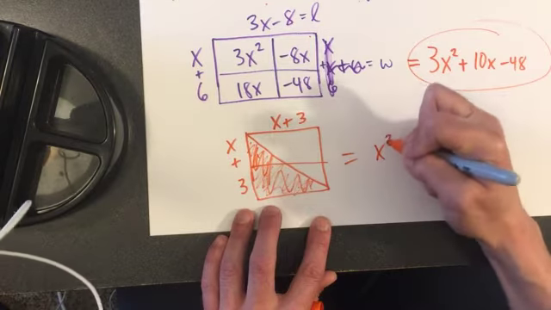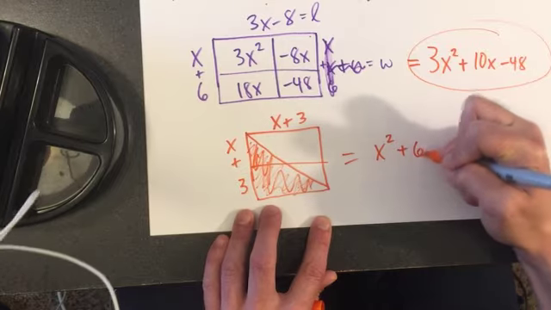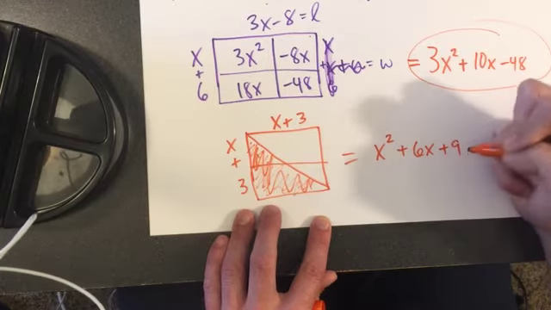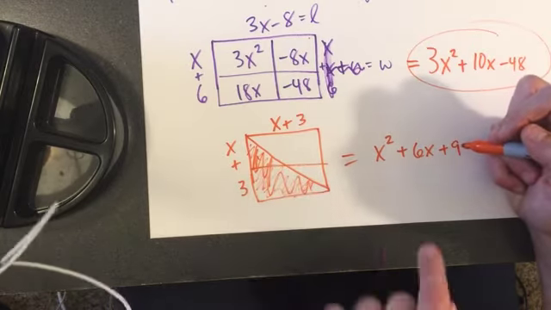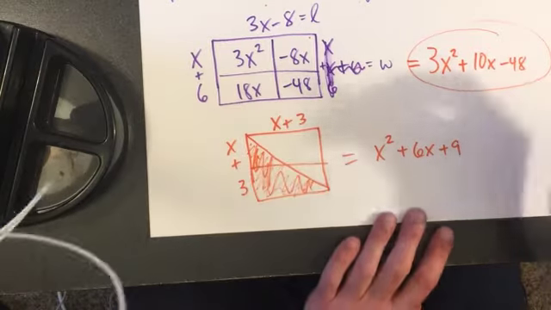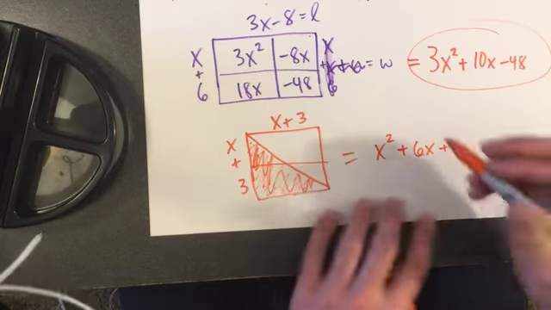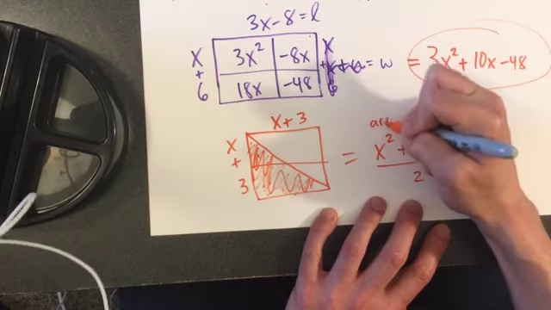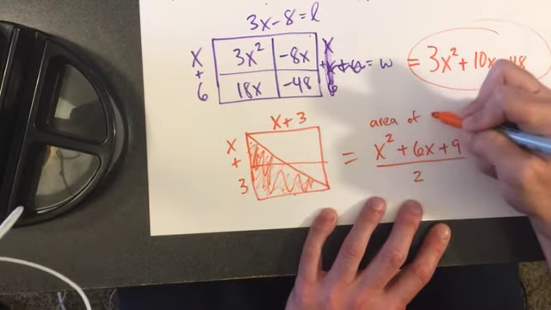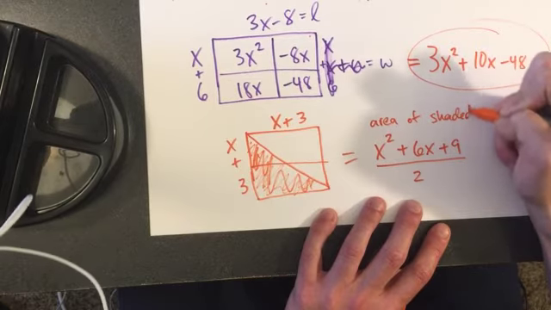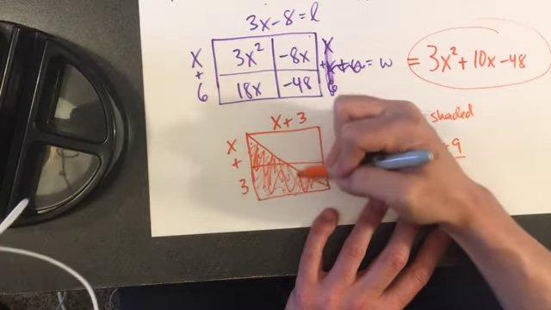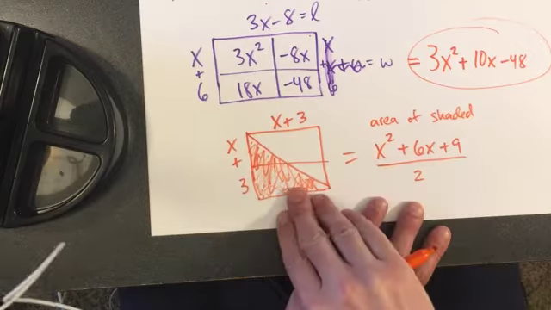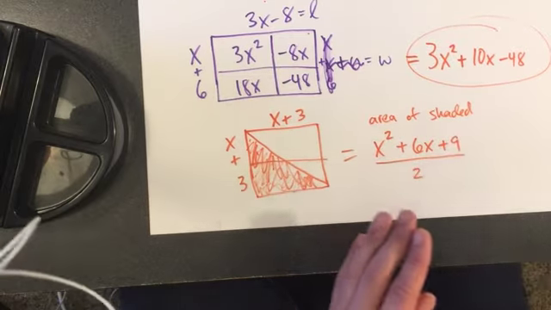So we're going to get x squared plus 6x plus 9. And you can find this out by using the FOIL method or using the box method. And now what's the area of the shaded region? Just going to be this over 2. And I'm going to write here, area of shade. And of course, we ignore just this section here. So it would just be this over 2.